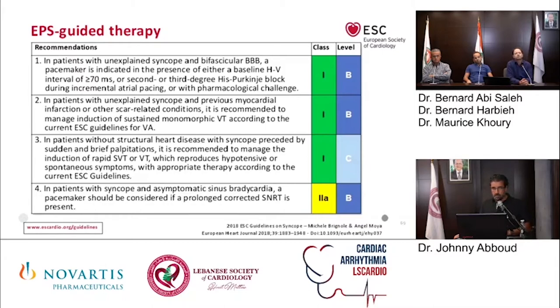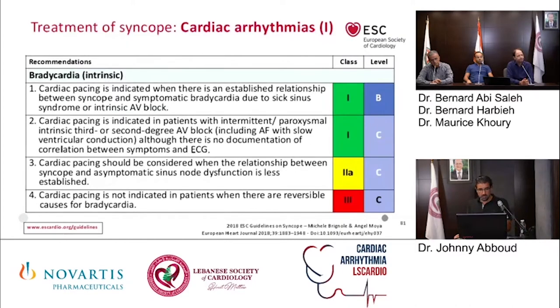And then 2A: in patients with syncope and asymptomatic sinus bradycardia, a pacemaker should be considered if a prolonged corrected sinus node recovery time is present. So also in this case, it's secondary to sinus node disease and not AV node disease. Also, cardiac pacing is indicated when there is an established relation between syncope and symptomatic bradycardia due to sick sinus syndrome or intrinsic AV block. So if you have symptomatic bradycardia or sick sinus syndrome with symptoms, it is indicated.